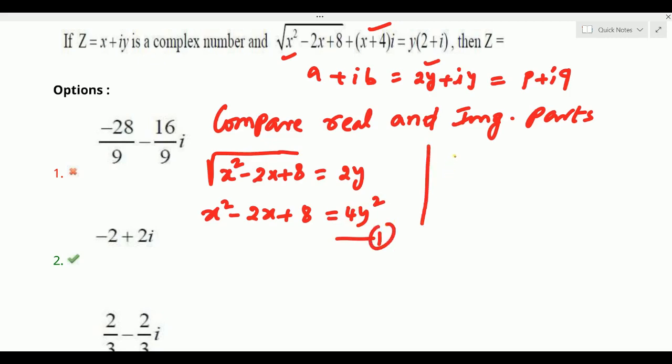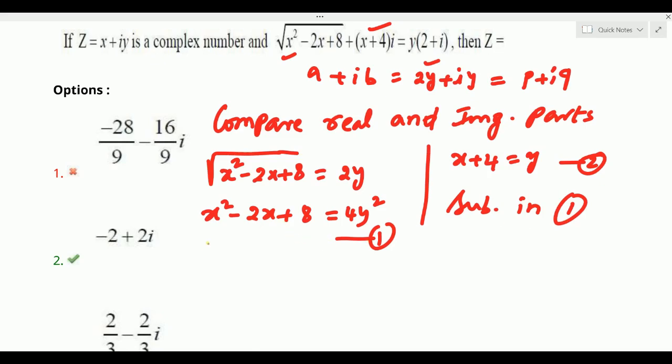What is the imaginary part? Left side x plus 4, right side y. And y is x plus 4. This is taken as equation 2, substitute in 1. Solve 1 and 2. By solving 1 and 2 we can find out the x and y values. First, y value is x plus 4, substitute in 1.